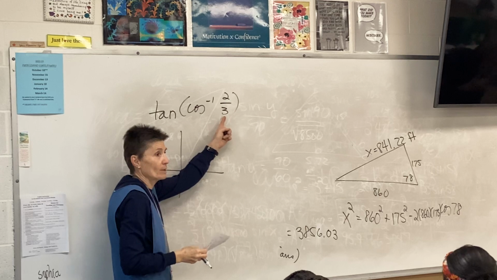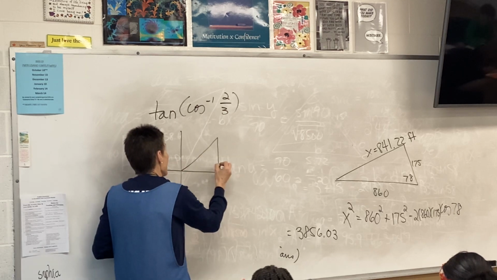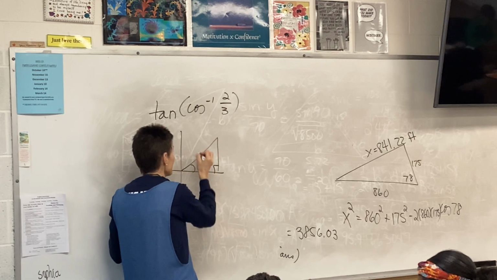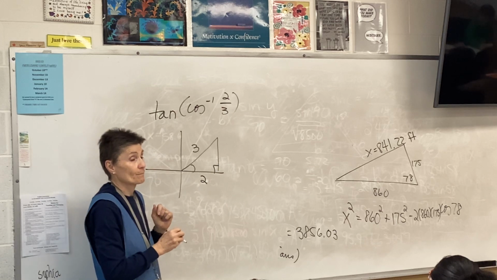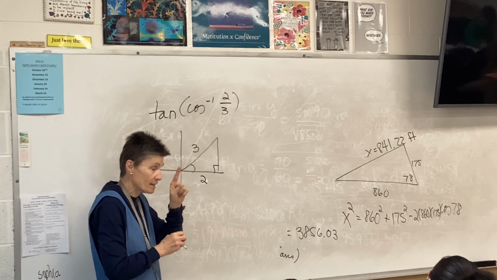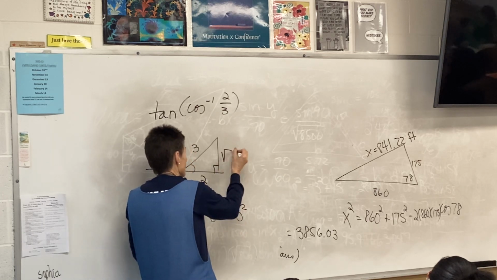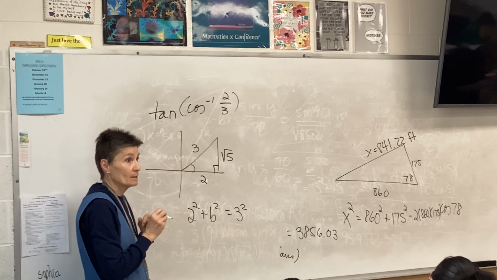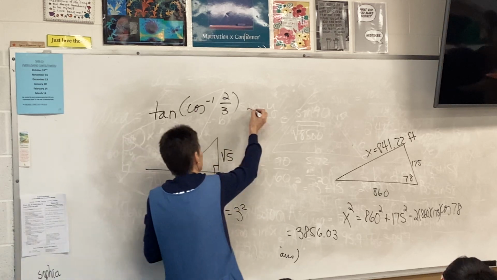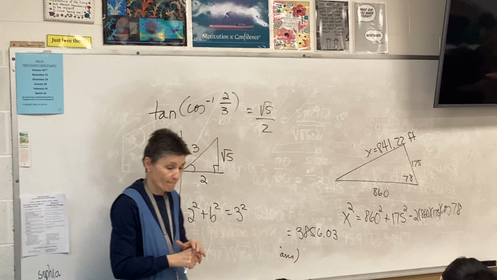Since that number is positive, I'm going to draw that triangle in quadrant 1. And the cosine of the angle is 2/3. Cosine is adjacent over hypotenuse. Then I'll do the Pythagorean theorem correctly, people. Correctly. 2 squared plus b squared is 3 squared. So this is the square root of 5. And then I want the tangent of that angle, opposite over adjacent. So the answer is root 5 over 2. Okay? Paige. Can you do 3 on that same version?